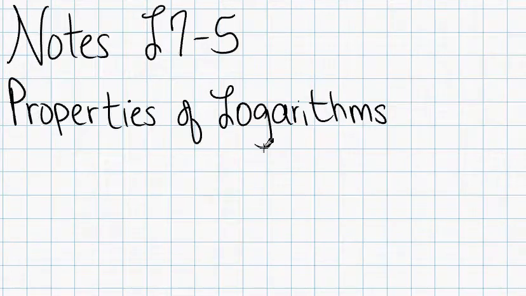These are the notes for lesson 7-5, properties of logarithms. The properties of logarithms have pairs with the properties of exponents because logarithms, when you rewrite them, become exponents. So your first property is the product property.